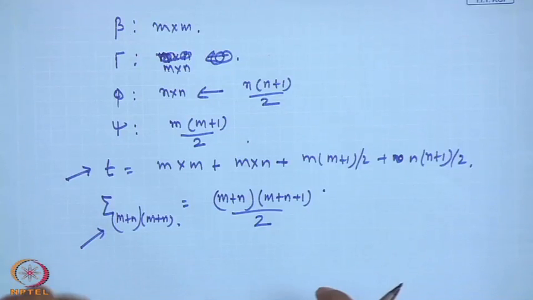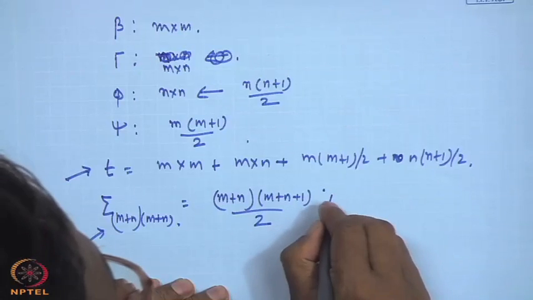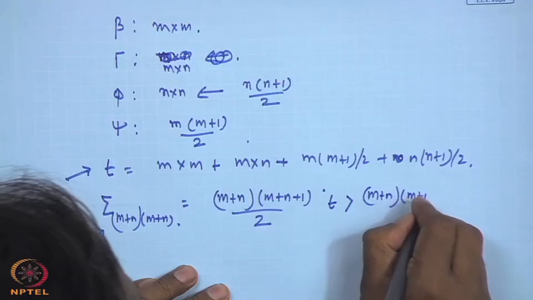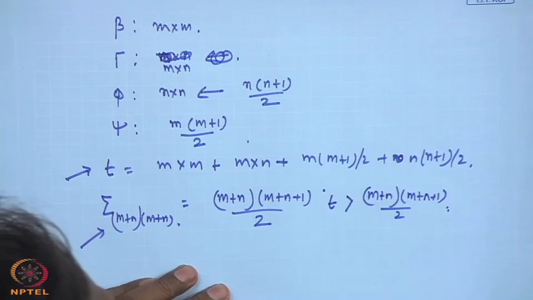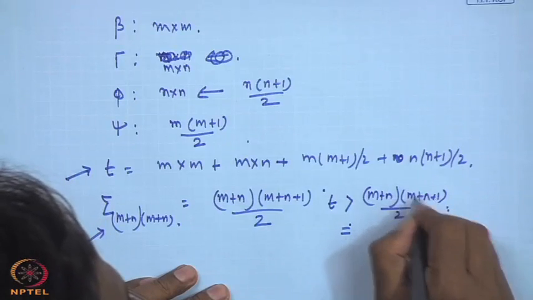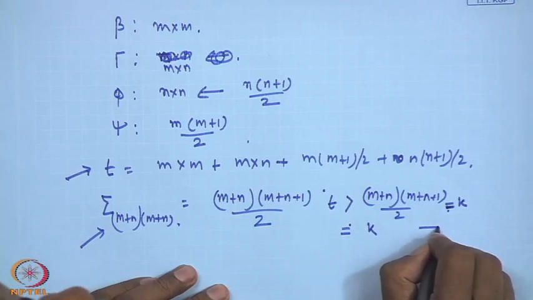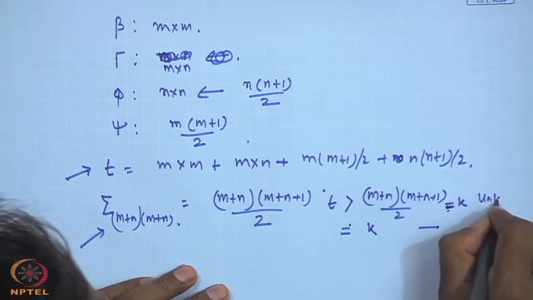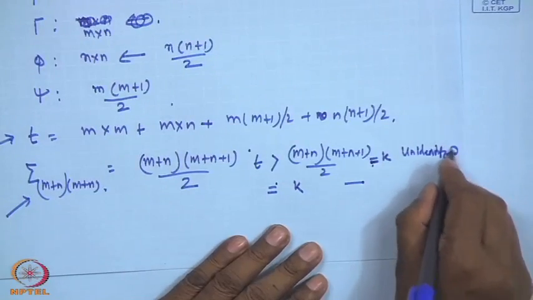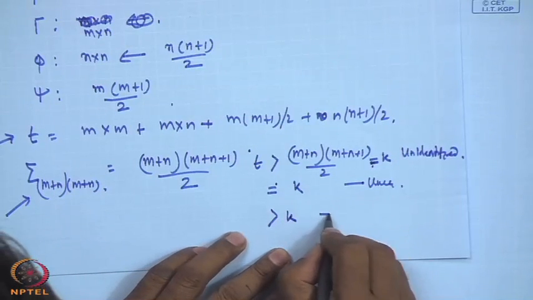That means, because of symmetric matrix. So, ultimately what will happen, if your t value is greater than (m plus n) into (m plus n plus 1) by 2, it is unidentified. If I say this quantity is my k, then if it is equal to k, this is uniquely identified, and if it is greater than k, that is over identified.